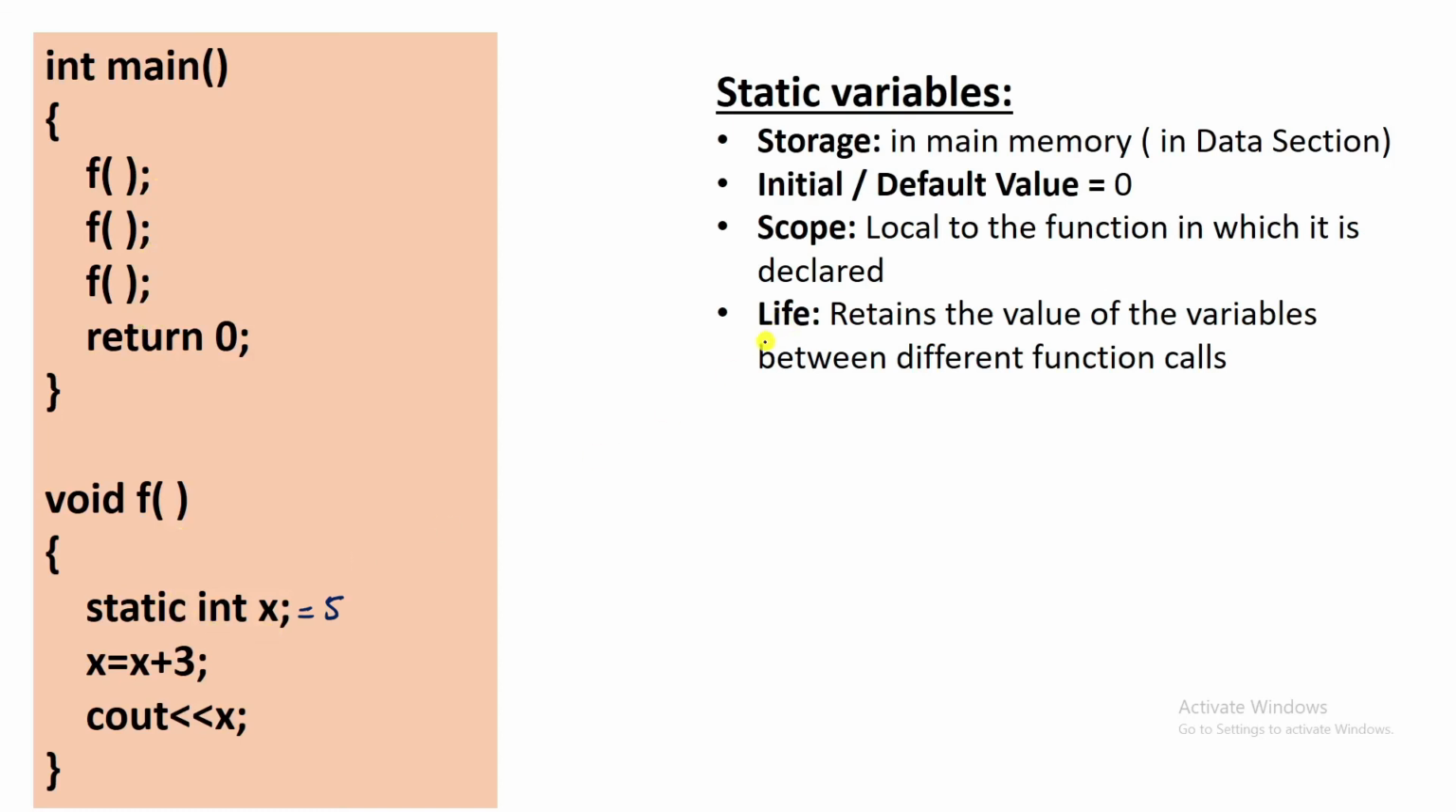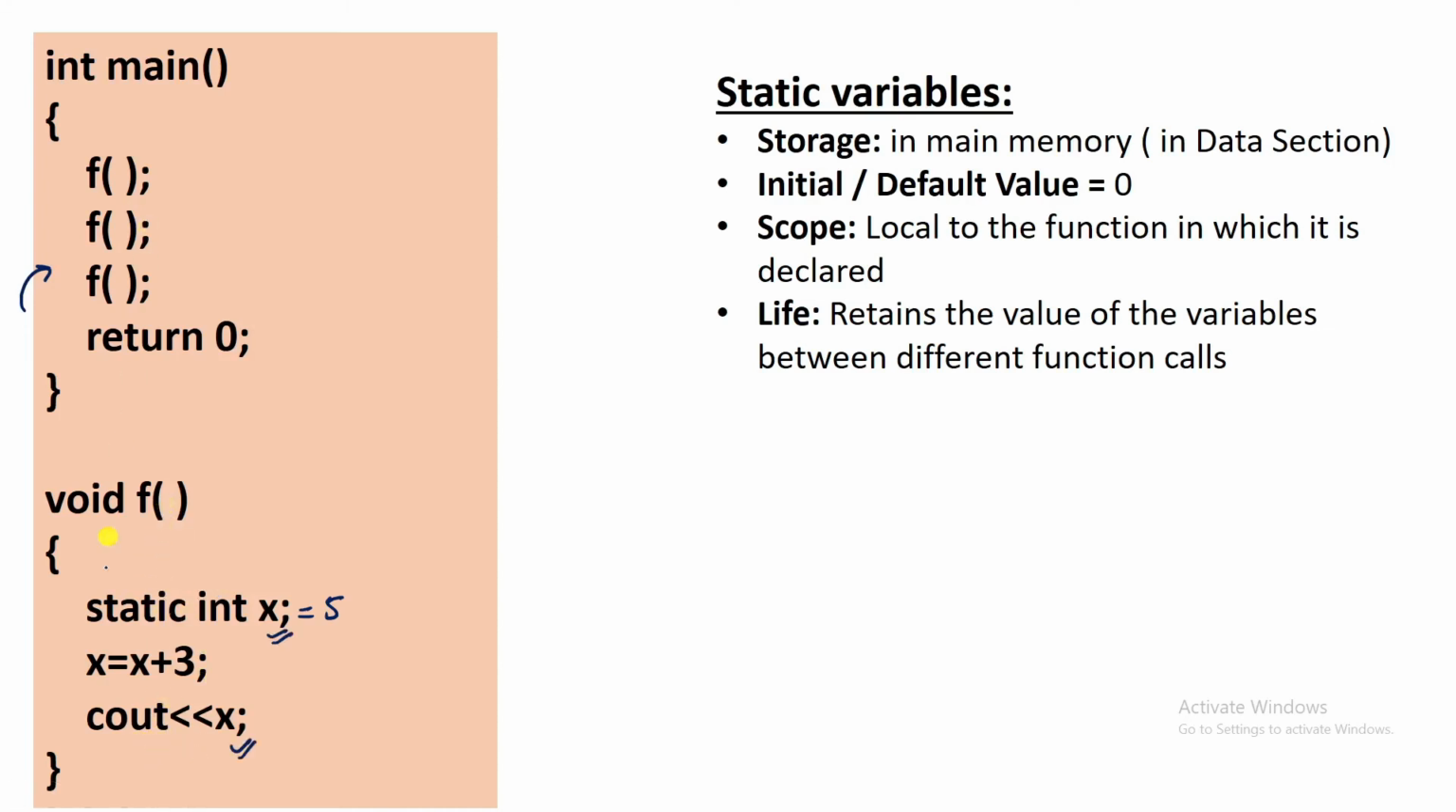Now what is the life or lifetime of a static variable? When we come inside the f function for the first time, x is created inside the main memory, in the data section. After we are done with this f function and go back to the main function, that is the caller, this x is not deleted from the main memory. Its life is still alive. That means x will remain in the main memory. It will only be destroyed from the main memory when my program ends, not when this function ends. So let's find the answer of this.